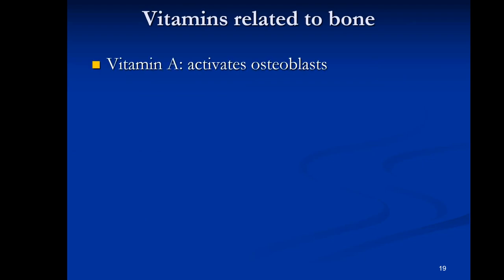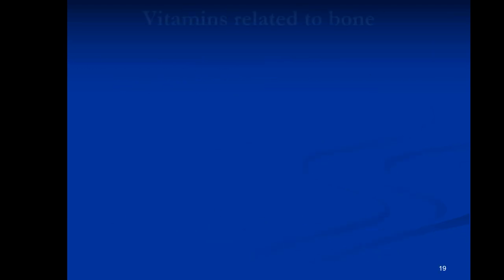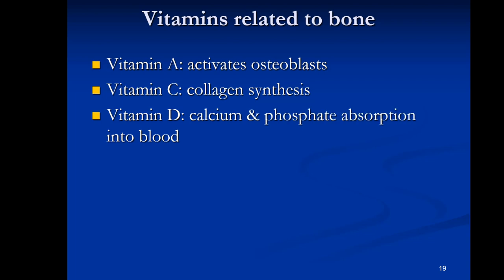All right, so vitamins related to bone. In addition to physical activity, I should say, just coming back here for a moment, diet is also important. So calcium and phosphorus getting in the diet is really important for bone health, along with the vitamins that I was going to mention right here. Vitamin A is important because it activates osteoblasts. Vitamin C is really important because it's important in collagen synthesis. Vitamin D is important for calcium and phosphate absorption.